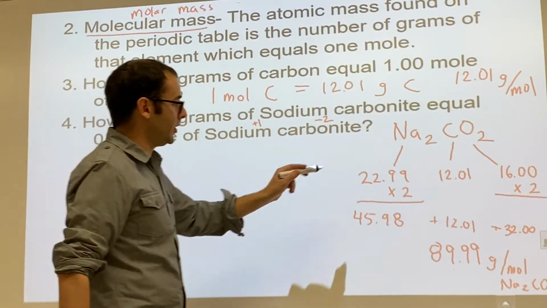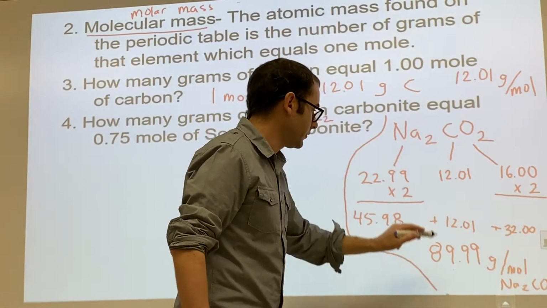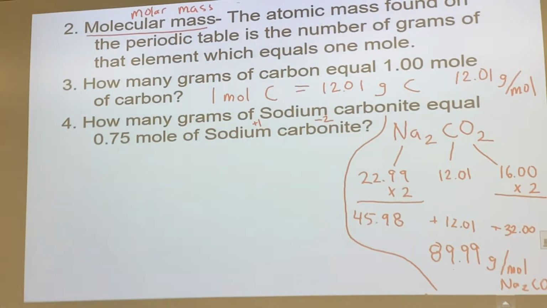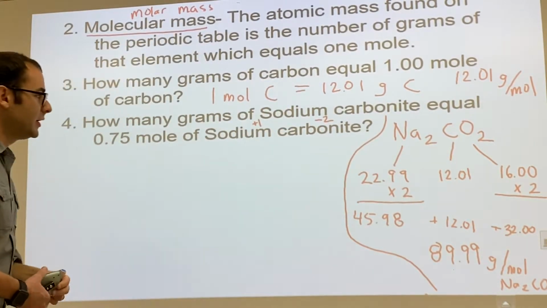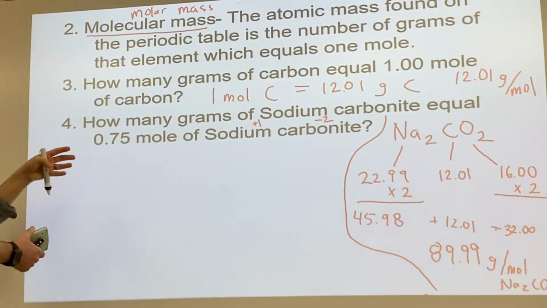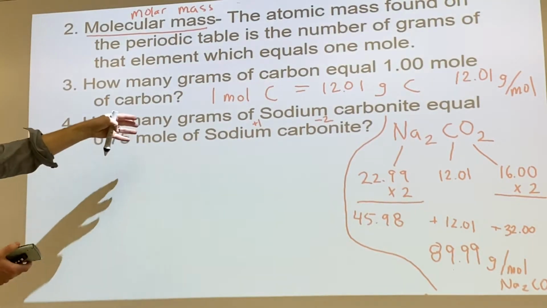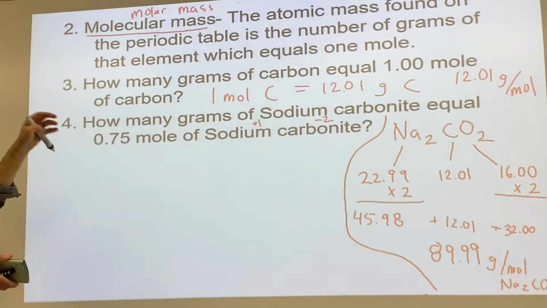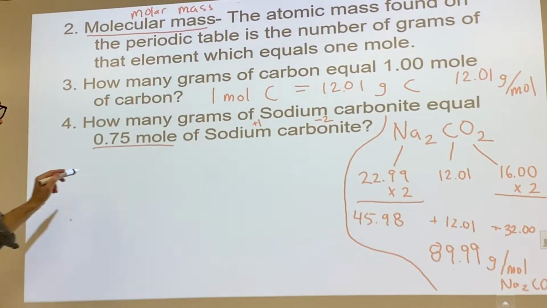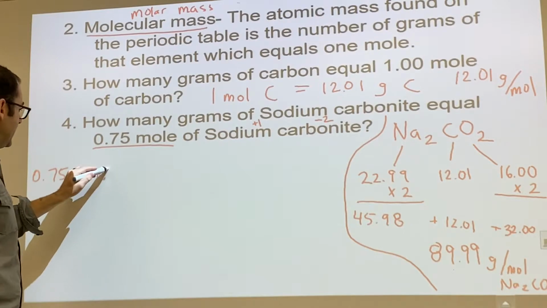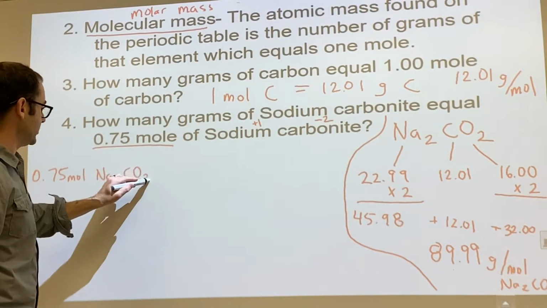And if you're looking for molecular mass, this is how you show the work for molecular mass. You actually write out the numbers and do basically what we did right there, okay? So that's finding molecular mass. Now, the next part of this problem is we have to figure out how many grams of sodium carbonate equals 0.75 moles of sodium carbonate. So now we have to actually do a conversion. So we start with what's given, which is 0.75 moles Na2CO2.